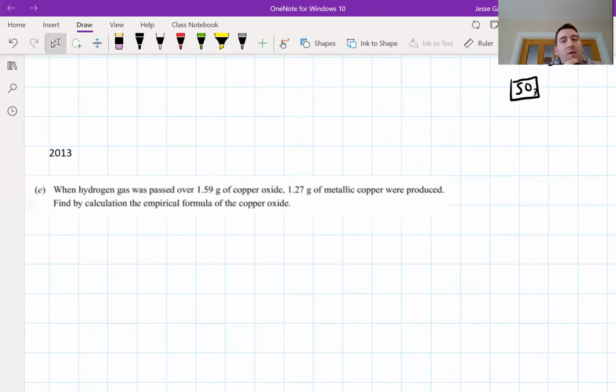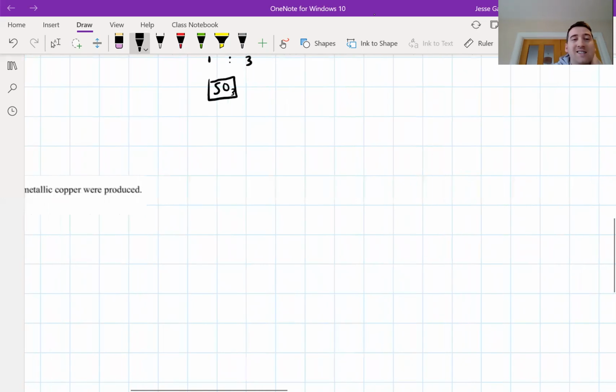Next one. A bit like the second one, this one, but this one is a little bit tricky, so maybe I'll help you with this one. It says when hydrogen gas was passed over 1.59 grams of copper oxide, so think about what elements are going to be in that. Think in your mind now what elements are in copper oxide. Okay, so hopefully you see that there's Cu and there's O, copper oxide. 1.27 grams of metallic copper were produced. Now, of course, what else must be produced? If you're producing metallic copper, you also got to produce oxygen. Hopefully you're going to see that now in a second.